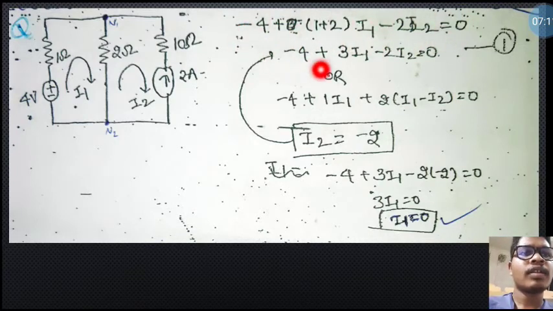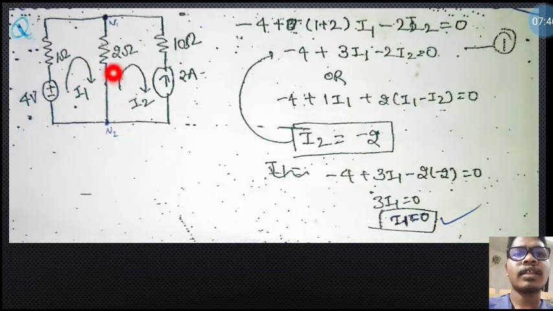After calculating this equation, 4 and 2 plus 1, that is 3 I1, and this is minus 2 I2 equal to 0. You can also write the equation like this: minus of 4 plus I1 into 1 plus 2 into I1 minus I2. Why? Because this current will be flowing clockwise, and this current will be flowing from lower side to upper side. That's why I1 minus I2.